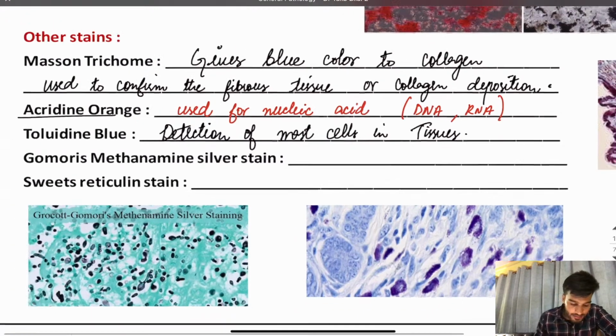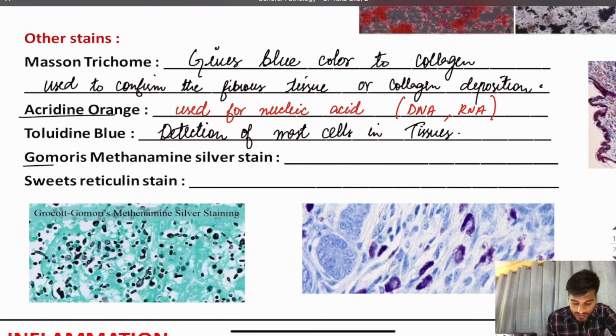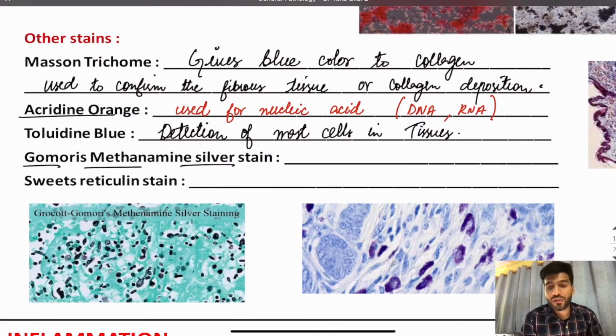Then guys, Gomori methenamine silver stain, GMS stain, we have discussed in case of HIV, when there are opportunistic infections and the CD4 count is less than 200, the particular type of pneumonia occurring is called Pneumocystis jirovecii pneumonia. And for that particular condition, what is the name of the stain we have discussed? It's Gomori methenamine silver stain, or Grocott's Gomori methenamine silver stain.